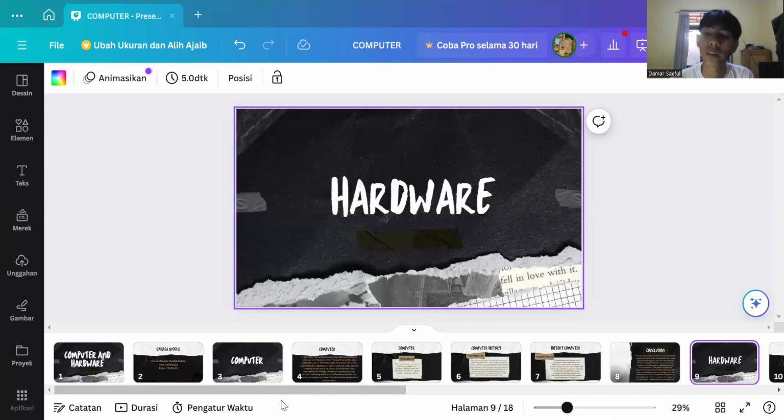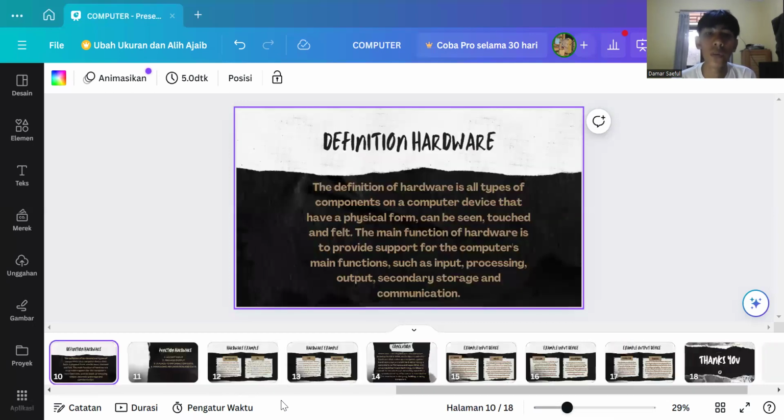And next, hardware. The definition of hardware is all types of components on a computer device that have a physical form, can be seen, touched, and felt. The main function of hardware is to provide support for the computer. Main functions such as input, processing, output, secondary storage, and communication.